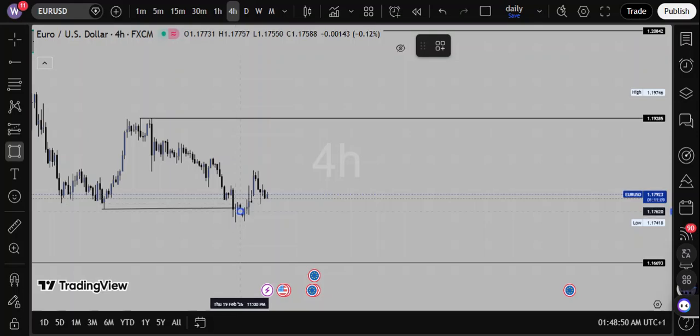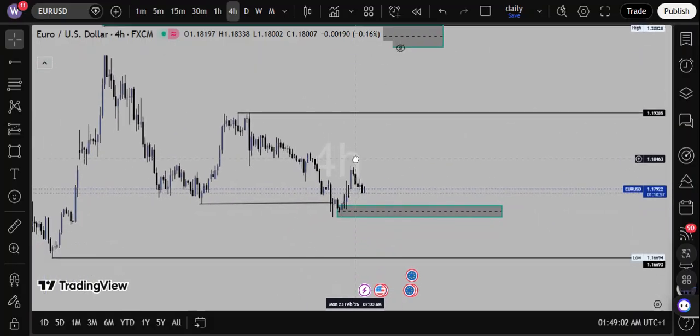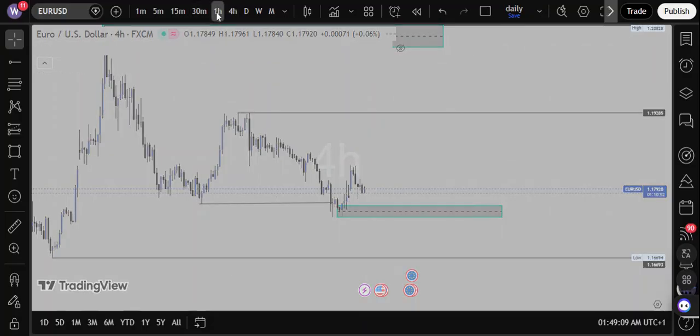Can have it this way as an order block. So we expect price to bounce here, right here, and move all the way to the upside, right? Just like that. So let's scale down to a smaller time frame and see what we have.